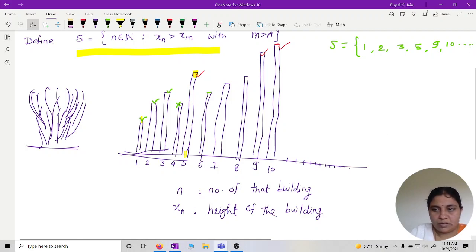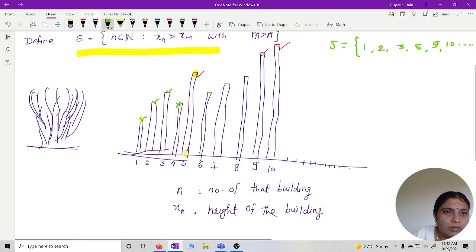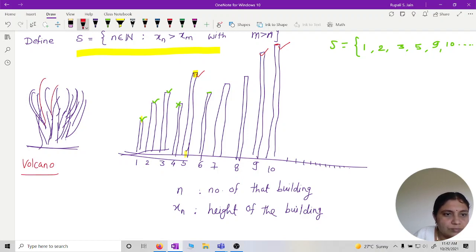Yes, ma'am. So I can construct, I can define a set S, and it will always be non-empty. Why will it be non-empty? There will be at least one element. Which element? The first one will always be there, because there won't be any building before that first building, right?